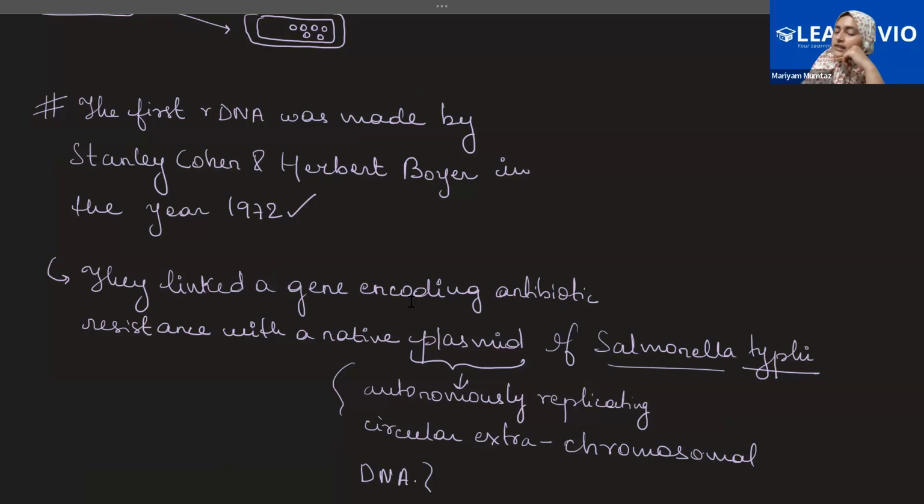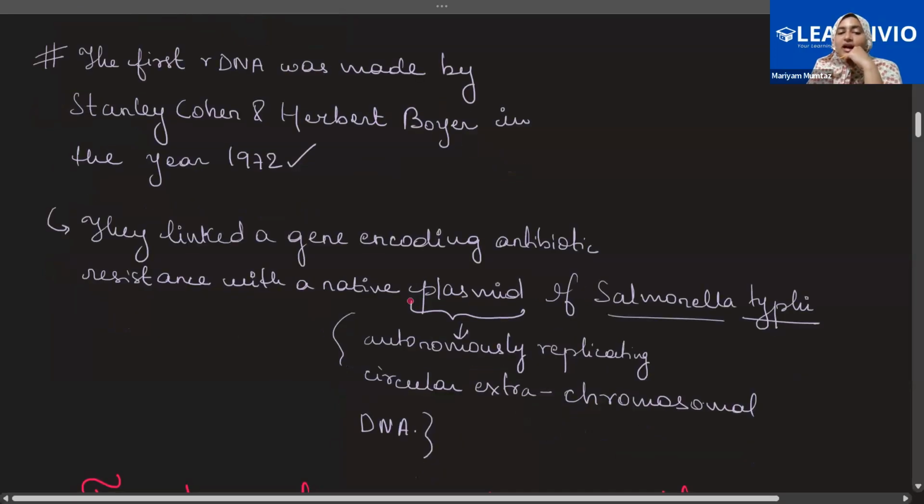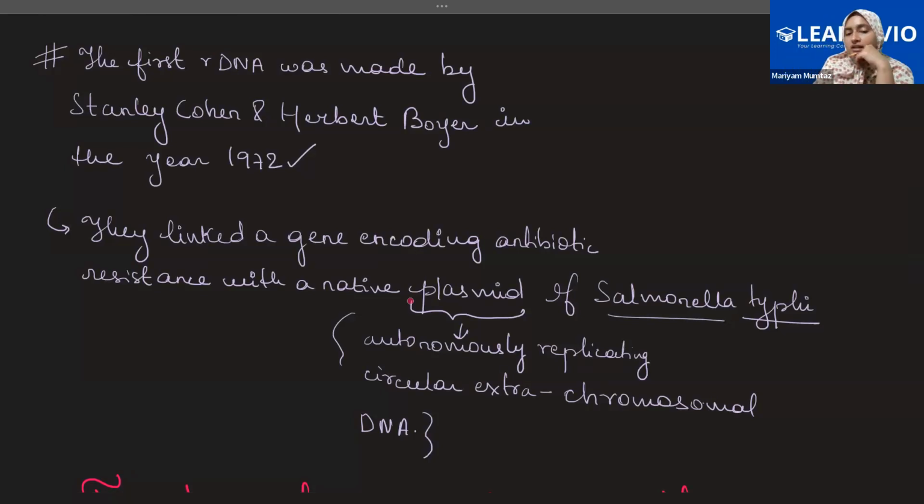We have already discussed that the first recombinant DNA was made by two scientists together, Stanley Cohen and Herbert Boyer, in the year 1972. What they did was link a gene encoding antibiotic resistance with a native plasmid of Salmonella typhi. Their experiment was very successful, so they received a Nobel Prize for it.